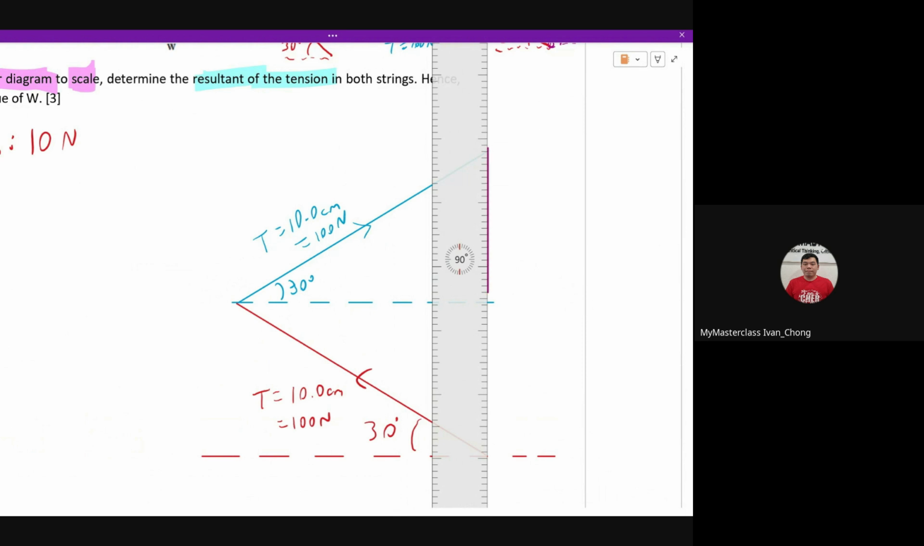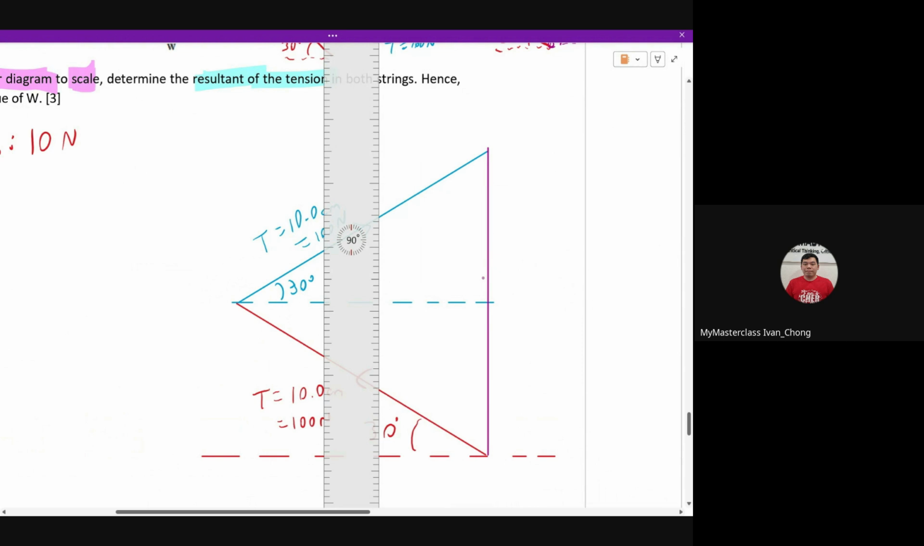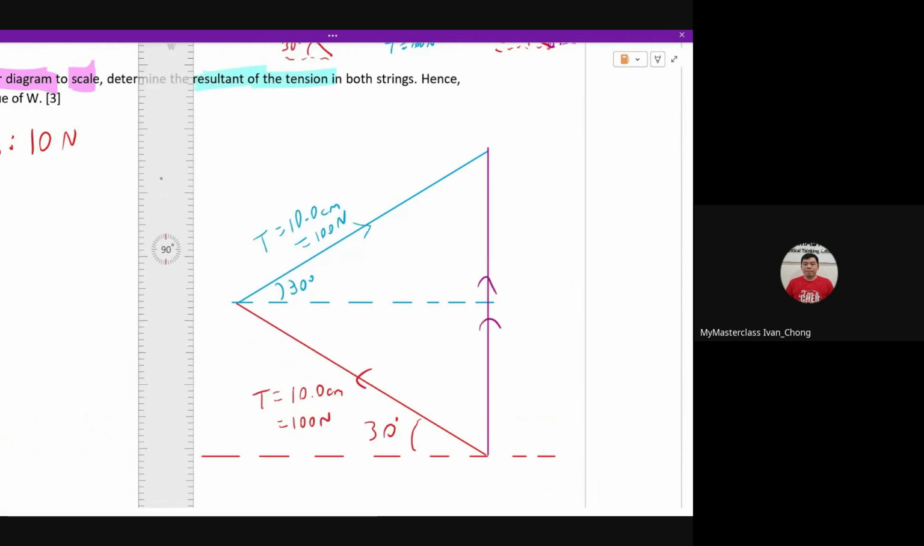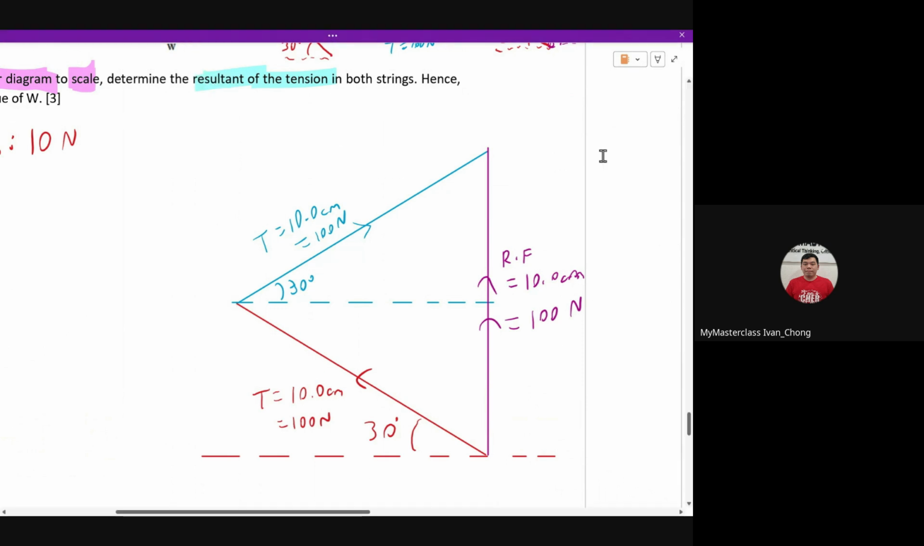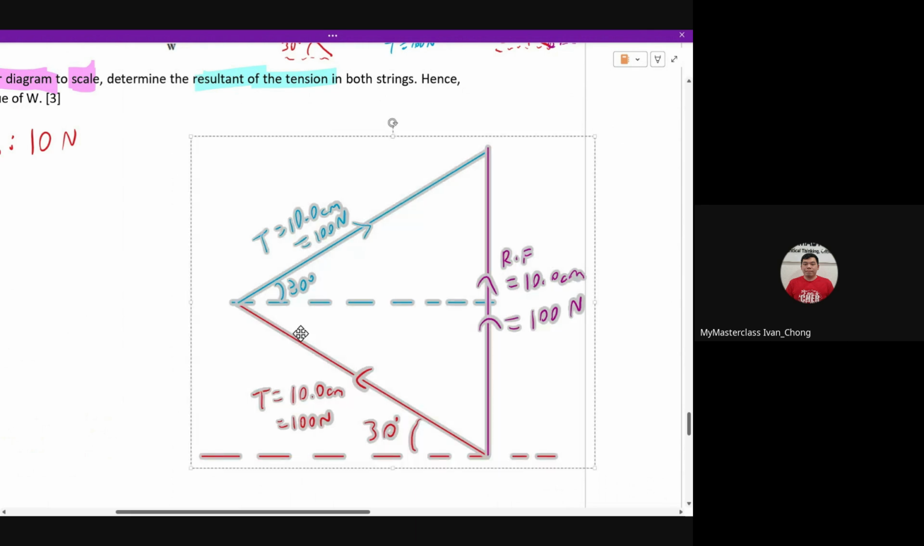Okay, so it should be a very nice upwards, because don't forget, start to end. This is your start, you end at the top. So this value, your resultant force, is going to be, if you notice, also 10 cm as well. And this will end up with 100 newtons. Now, why is this 10 cm over here? Because if you actually draw it properly, this is an equilateral triangle. So you can see that this is my resultant.